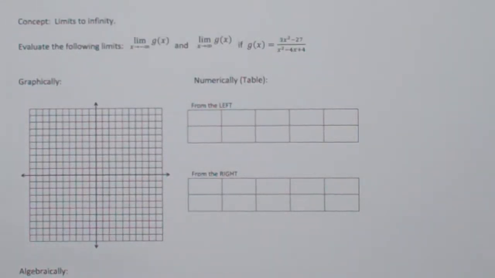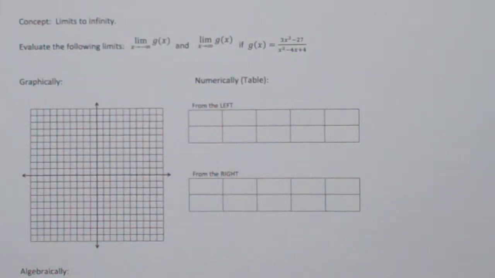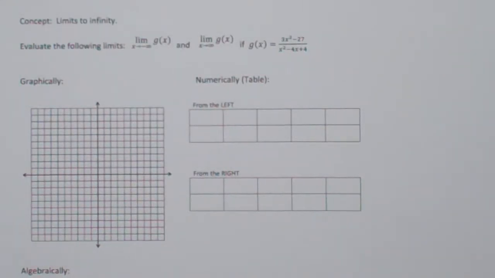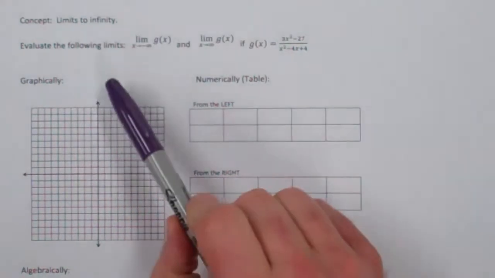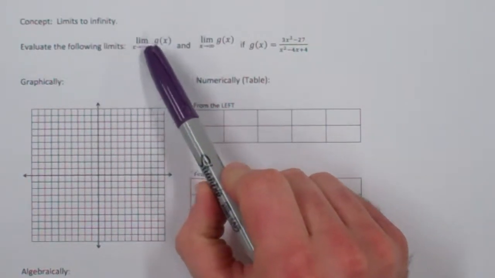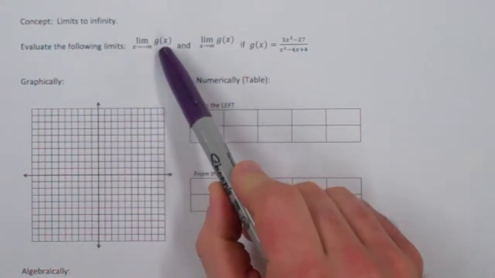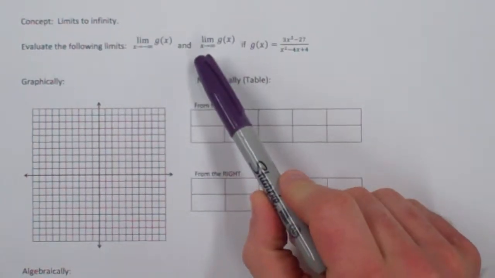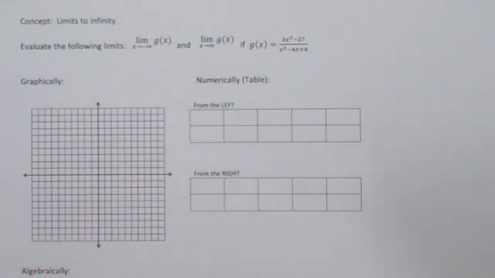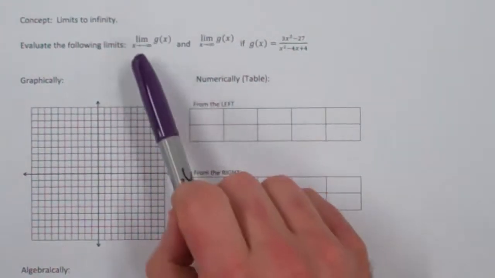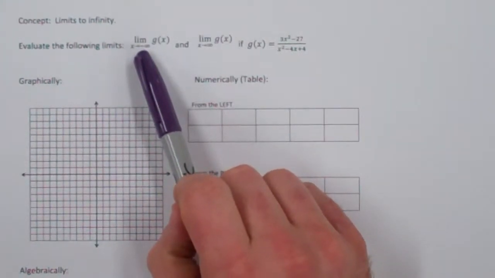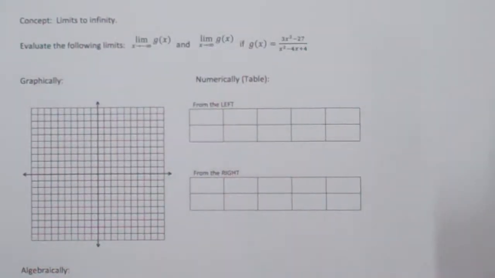In this video, we're going to be discussing limits to infinity. If you had enough fun with a finite number in the past video, there's some more fun for you here with limits to infinity. We want to go ahead for this one and evaluate the following limits. The limit as x approaches negative infinity of g of x, and the limit as x approaches infinity of g of x. So we've got both negative infinity and also positive infinity.